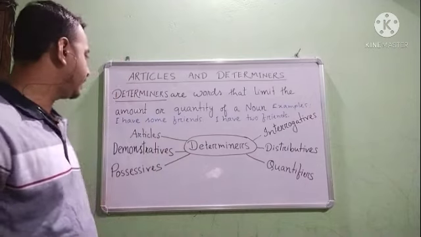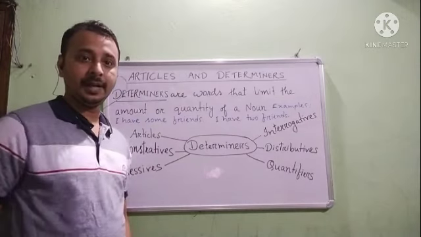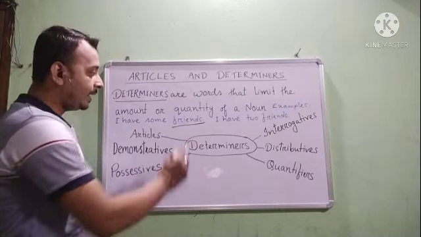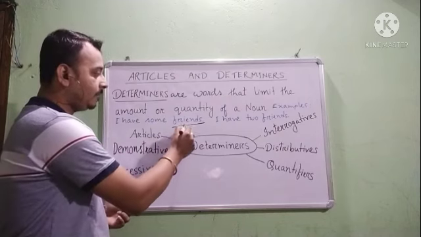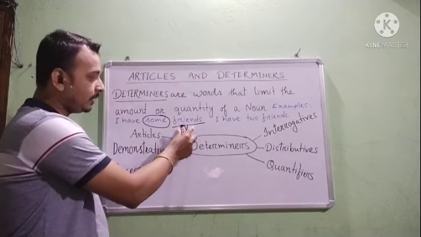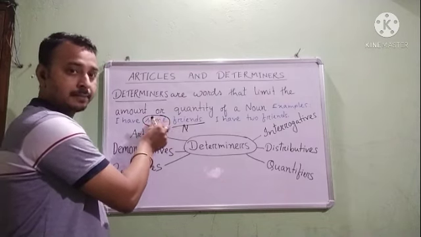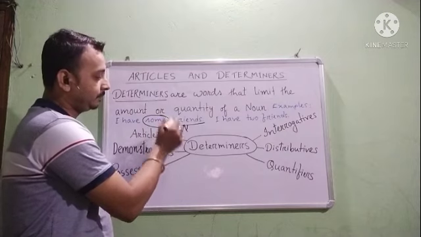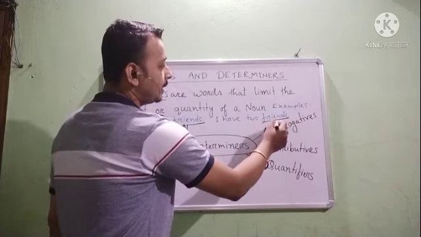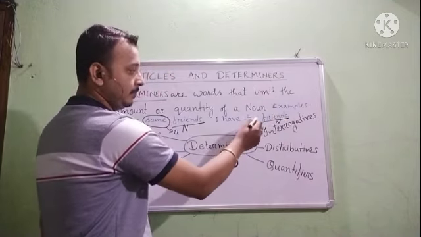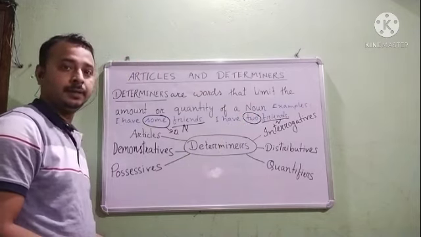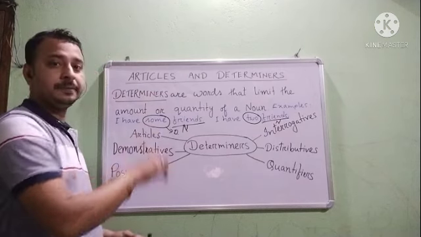You see the example sentences here. I have some friends. Here, friends is a noun. And how many friends do I have? Some friends. So this word is limited by the word some. So some is a determiner. Next one, I have two friends. Again, friends is a noun here. So a noun is this time limited with the word two. So two is a determiner. So articles are also part of determiners.